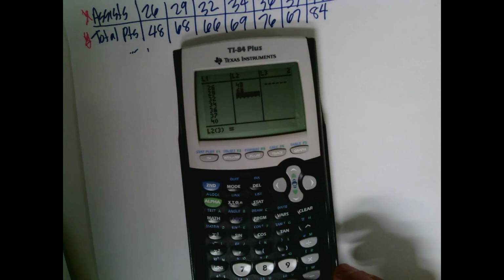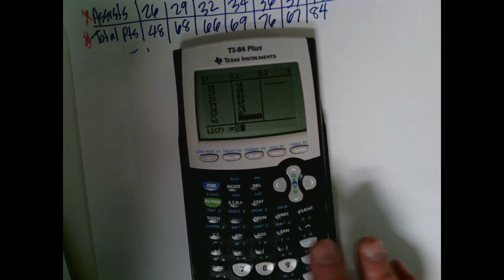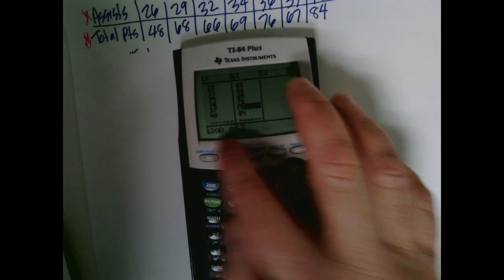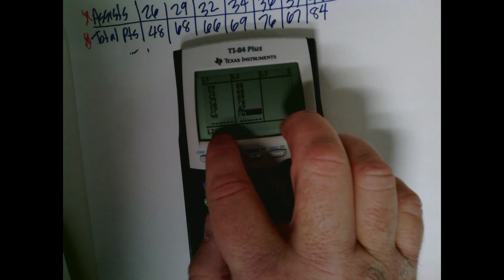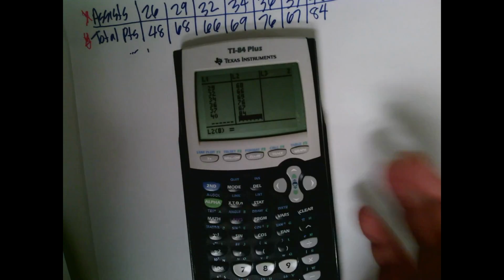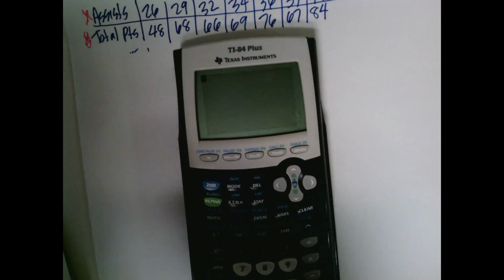48, 68, 66, 69, 76, 67, and 84. Now they should match up with what we have, and you can see over here it tells you there's 7 data points. It tells you the pairs in the order they came in. Okay, so after that we just quit, and now let's do a stat plot.